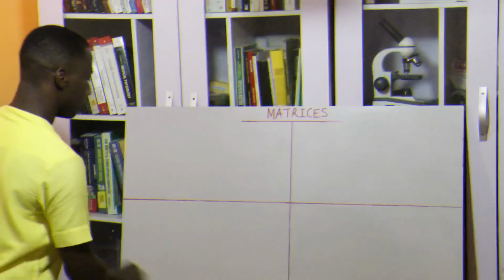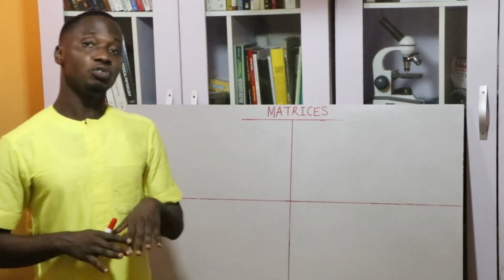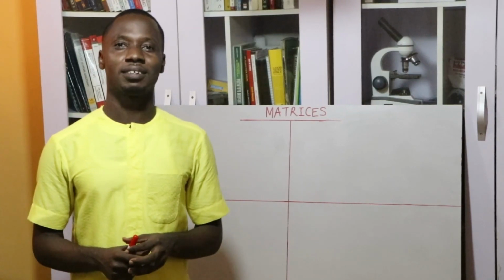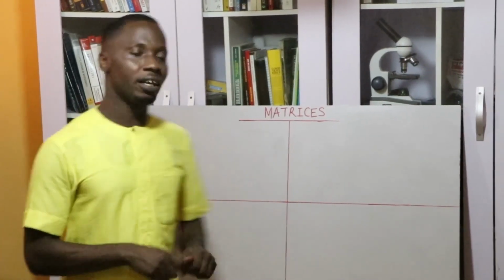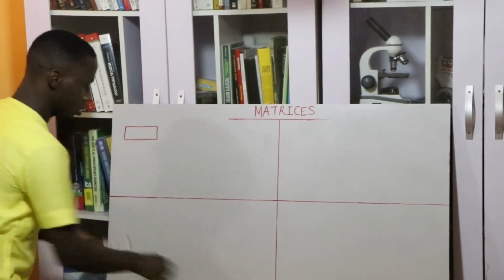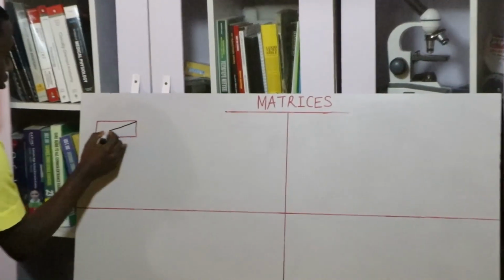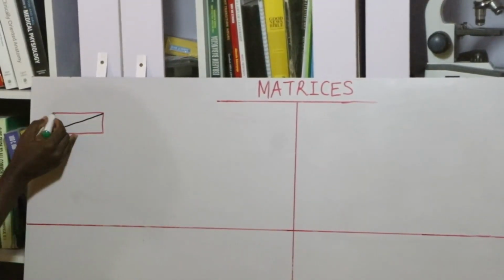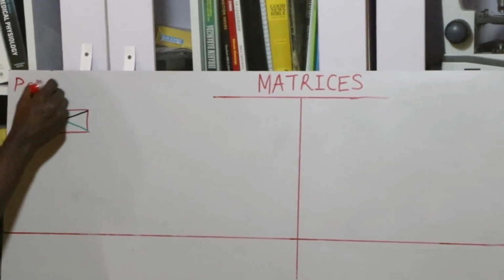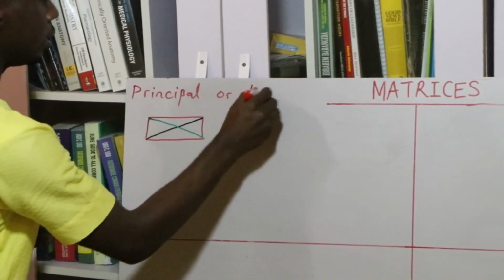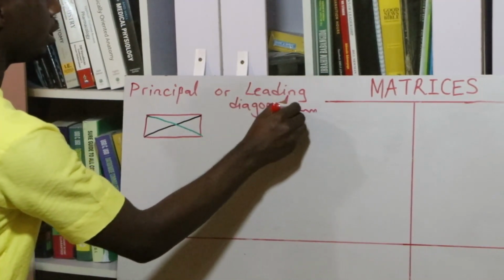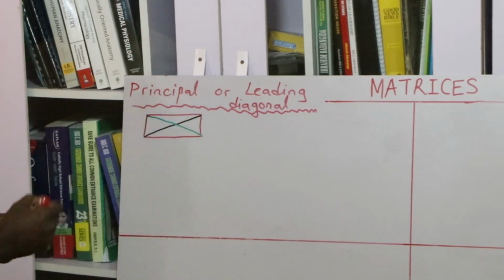Let's go. Now, since we said that a matrix is a rectangular arrangement of numbers, data, information, therefore, there must be a diagonal in a matrix, okay? Because every rectangle has 2 diagonals in it, all right? If this is a rectangle, this is 1 diagonal, and this is another diagonal. But we are going to be talking about the principal or leading diagonal. Okay, principal or leading diagonal.